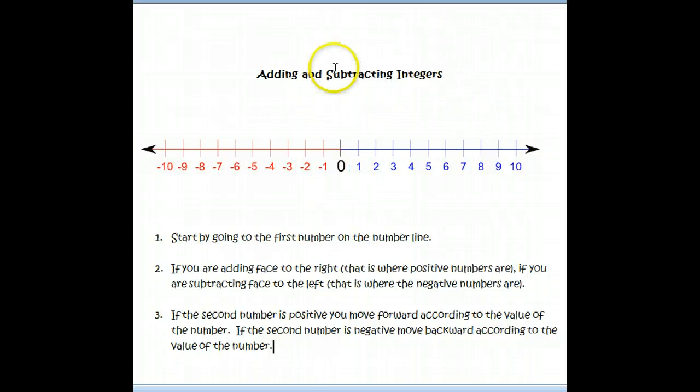Alright, let's try subtracting integers. Let's do negative 3 minus 4. Alright, so we're going to follow the same steps. Start by going to the first number on the number line, so that was negative 3. We are subtracting, so we're facing to the left. If the second number is positive, we move forward.